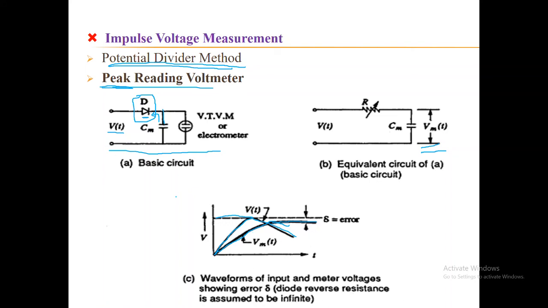So this figure A represents the basic circuit, figure B represents the equivalent circuit of circuit A, and this C represents the waveform of input and meter voltage showing the error delta, which indicates the diode reverse resistance is assumed to be infinite, because under reverse condition it is acting as an open switch.